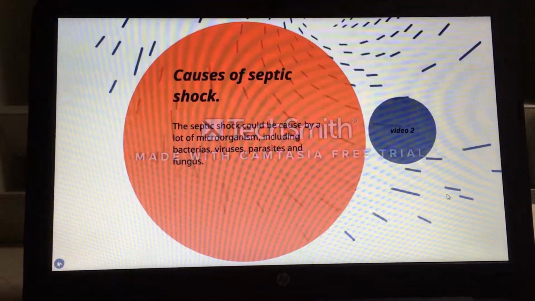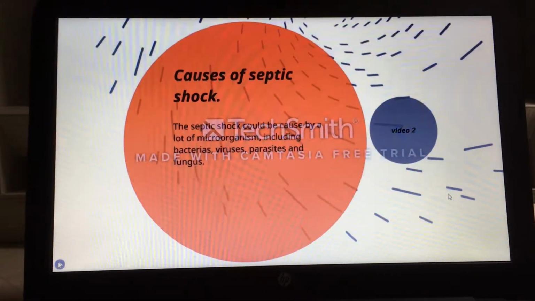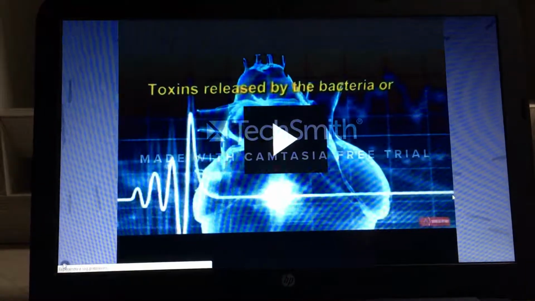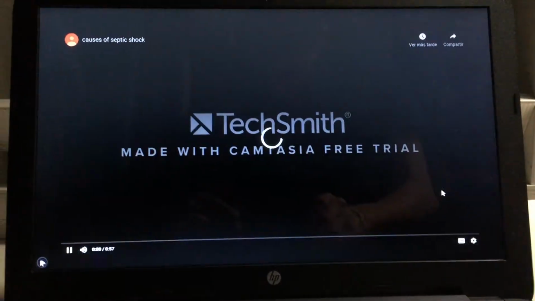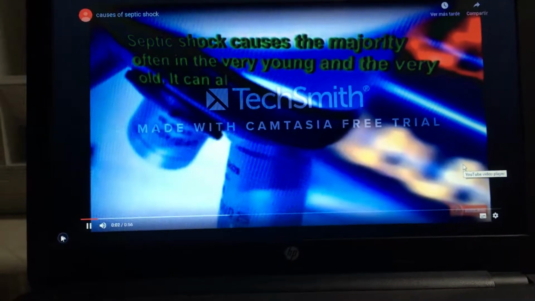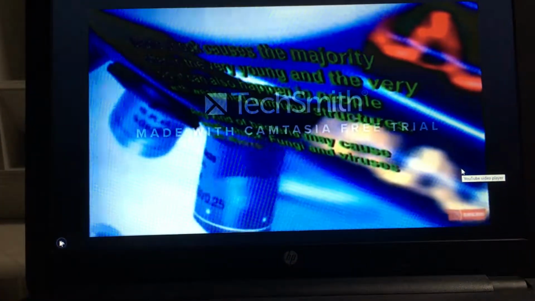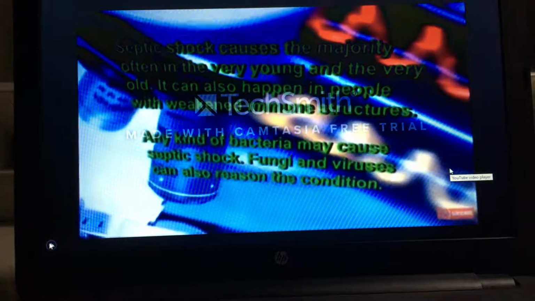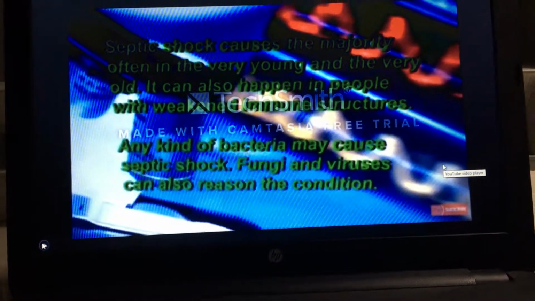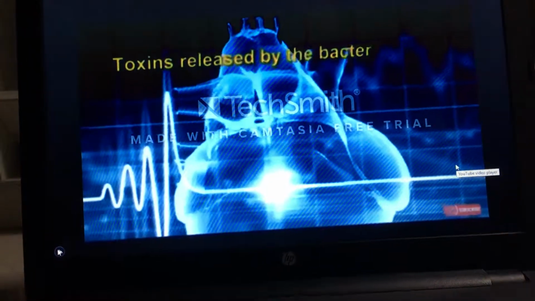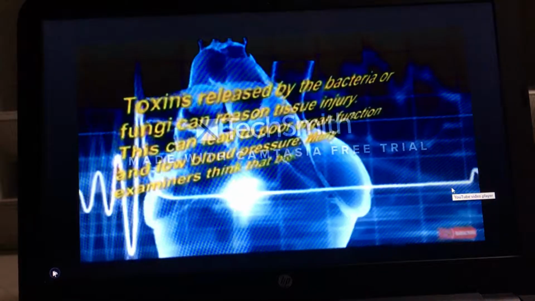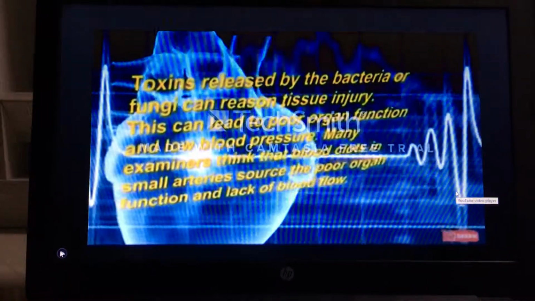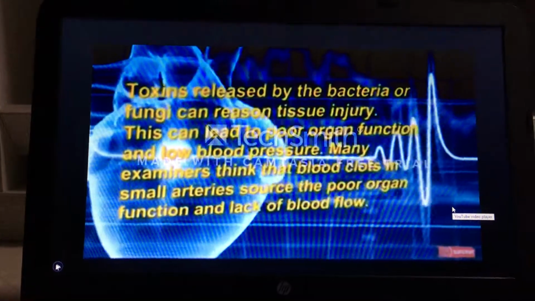Then we have to know the causes of septic shock. Septic shock could be caused by many microorganisms, including bacteria, viruses, parasites, and fungi. It occurs most often in the very young and the very old. It can also happen in people with weakened immune systems. Any kind of bacteria may cause septic shock. Fungi and viruses can also cause the condition. Toxins released by the bacteria or fungi can result in tissue injury. This can lead to poor organ function and low blood pressure. Many researchers think that blood clots in small arteries cause the poor organ function and lack of blood flow.